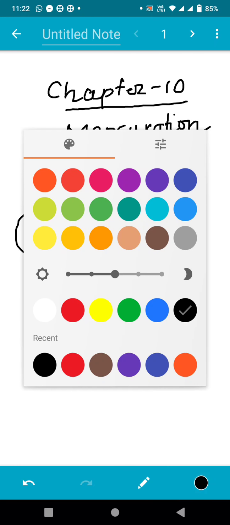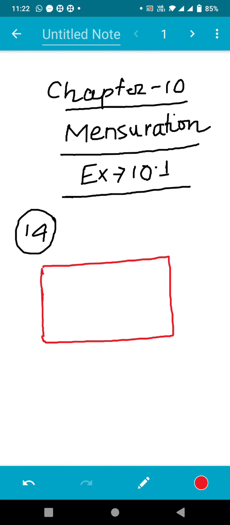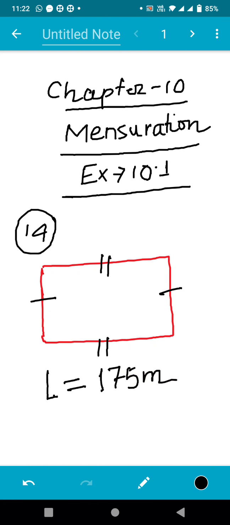First of all, let me draw one rectangle for all of you. So this is a rectangle, and we know that in a rectangle the opposite sides are equal, isn't it? Now the length is given 175 meter and the breadth is given 125 meter.